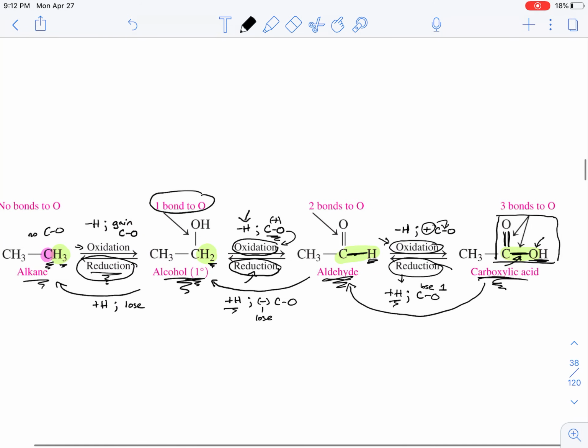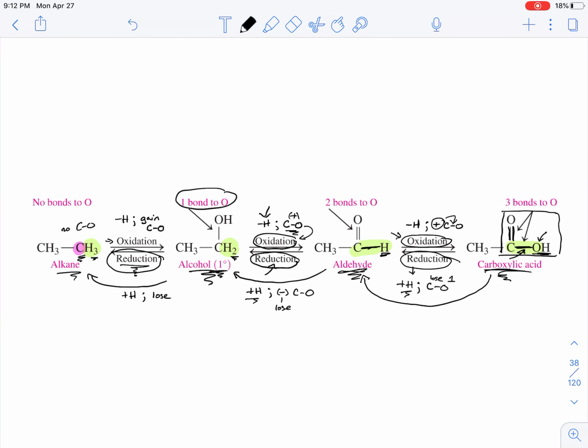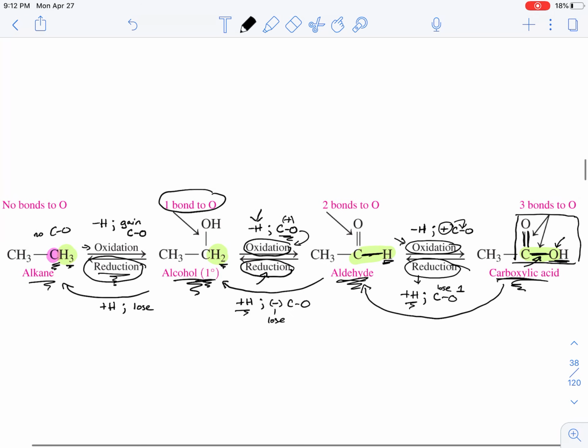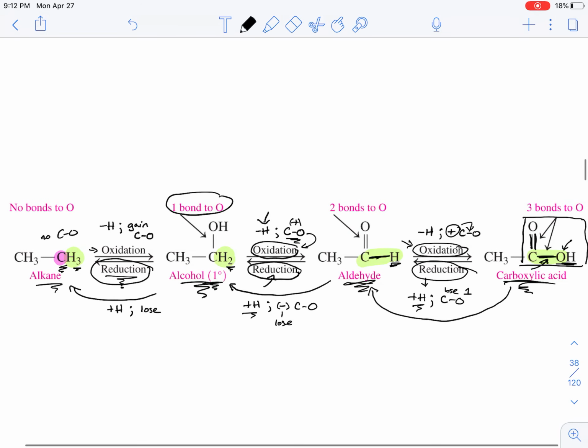So overall, we have different transformations between oxidations and reductions. It just really depends on what your starting material is. So if you start off with an alkane and it's oxidized, you form a primary alcohol. If you have a primary alcohol and you oxidize it, you get an aldehyde. If you have an aldehyde and you oxidize it, you get a carboxylic acid.